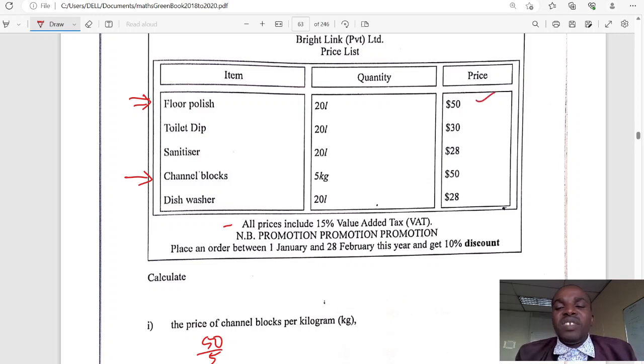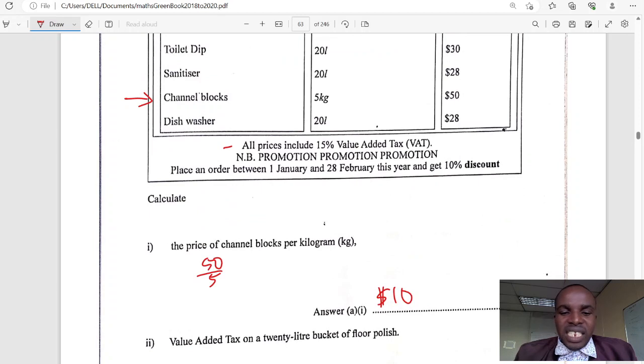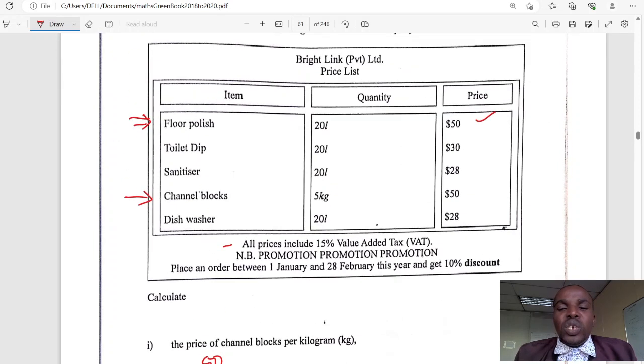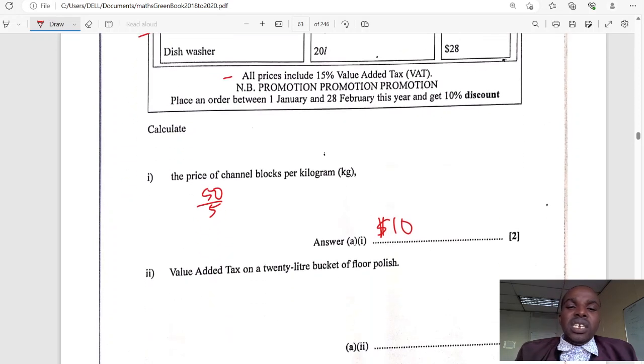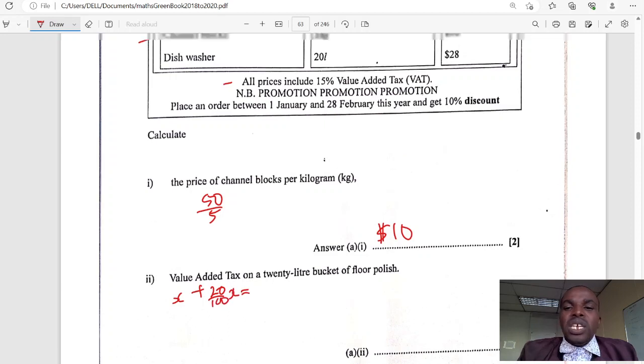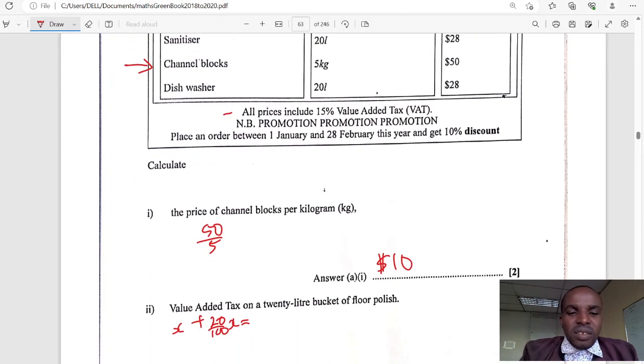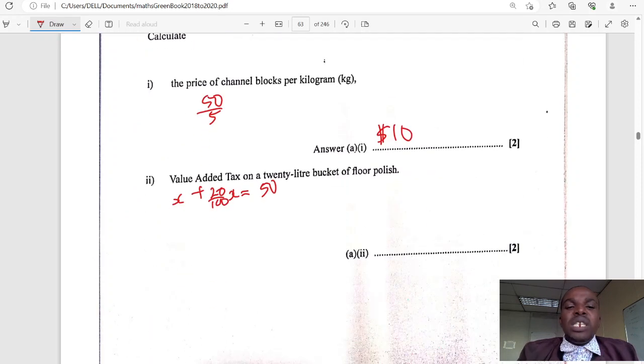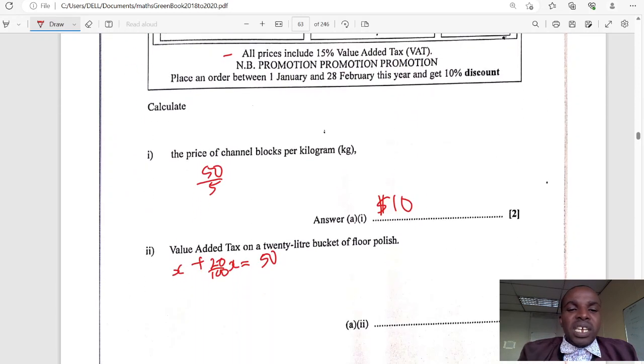A 20-liter bucket is $50. So this price actually includes VAT. So I want to calculate the value added tax on a 20-liter bucket. So how do you do it? This price includes VAT already. So you say X, that's the original price, plus 20% of X is equal to this price, which is 50. Is it 20%? No, 15% VAT, not 20%.